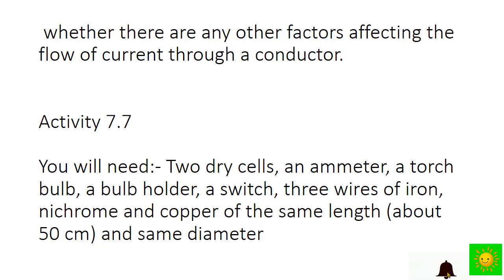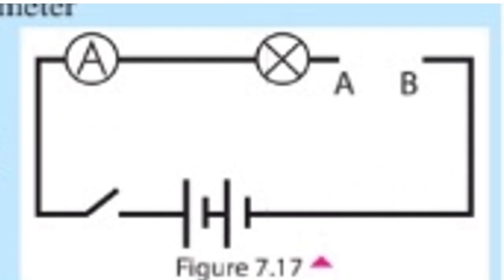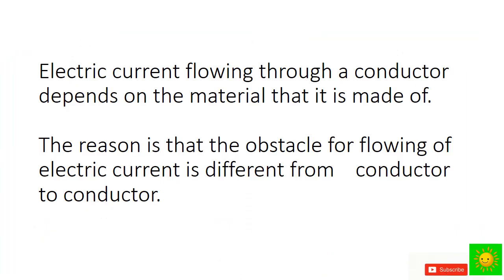By doing this practical, you can get an idea. This is the symbolic diagram according to which you have to set up the circuit in the activity. At the end of the practical, the reason for the different illumination of the bulb is that the current flowing through the circuit changes depending on the type of conductor used. The electric current flowing through a conductor depends on what it is made of. The reason is that the obstacle to the flow of electric current is different from conductor to conductor.